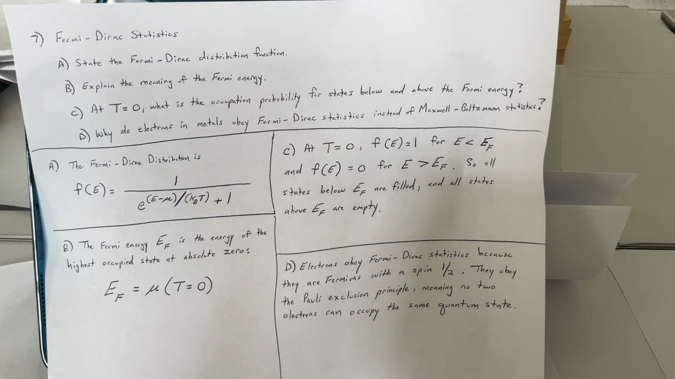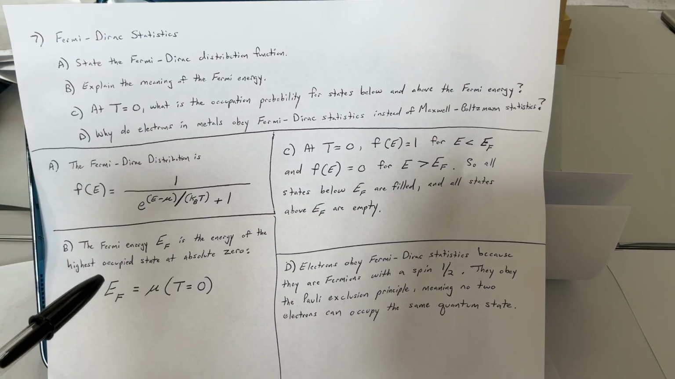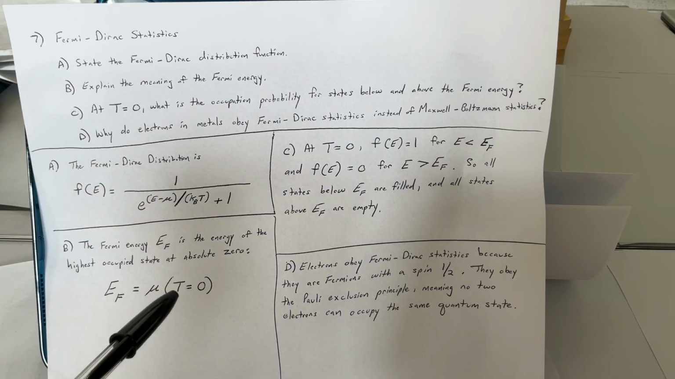Part B, explain the meaning of Fermi energy. The Fermi energy E sub F is the energy of the highest occupied state at absolute 0. So E sub F equals mu at T equals 0.